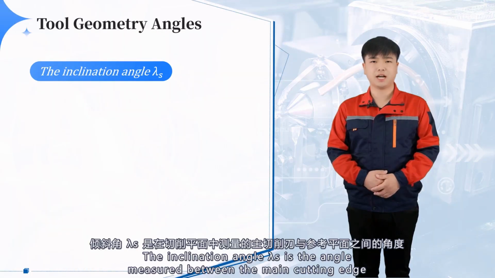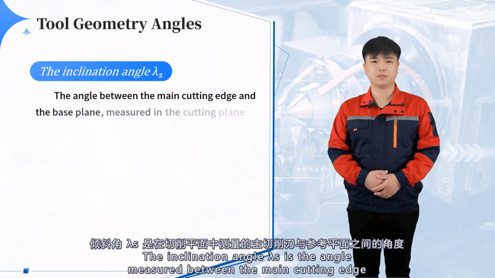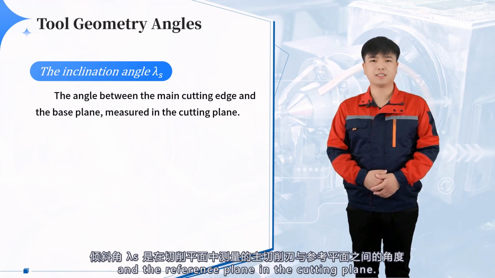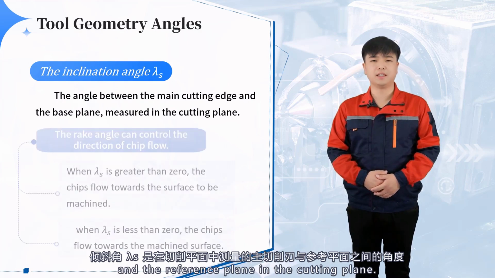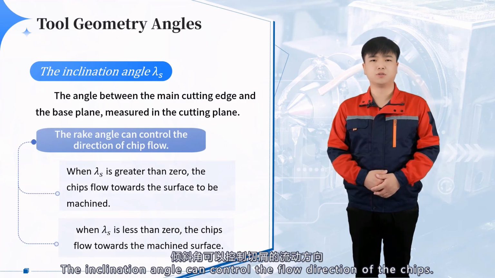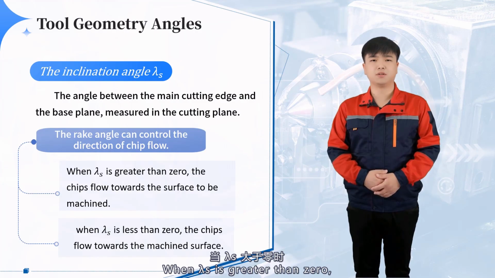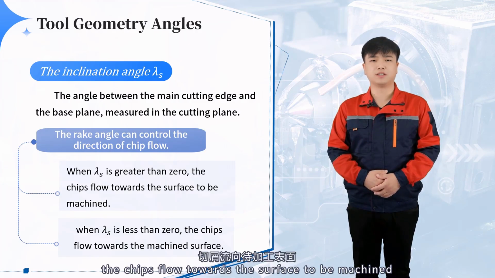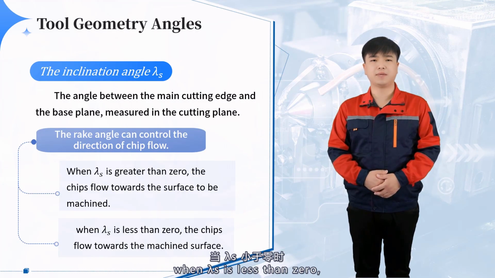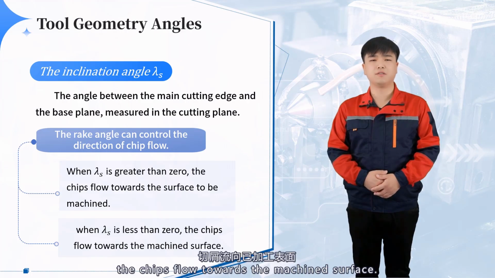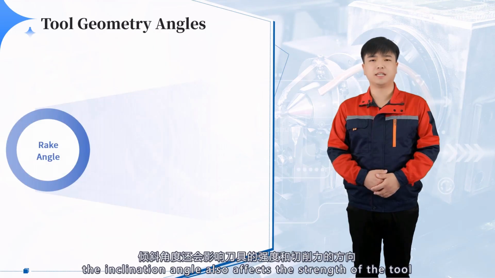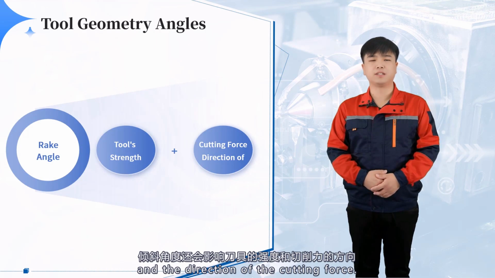The inclination angle λs is the angle measured between the main cutting edge and the reference plane in the cutting plane. The inclination angle can control the flow direction of the chips. When λs is greater than 0, the chips flow towards the surface to be machined. When λs is less than 0, the chips flow towards the machined surface. Additionally, the inclination angle also affects the strength of the tool and the direction of the cutting force.